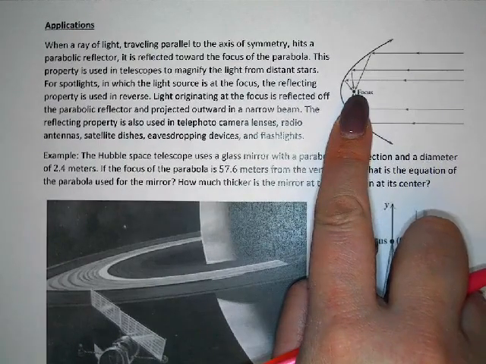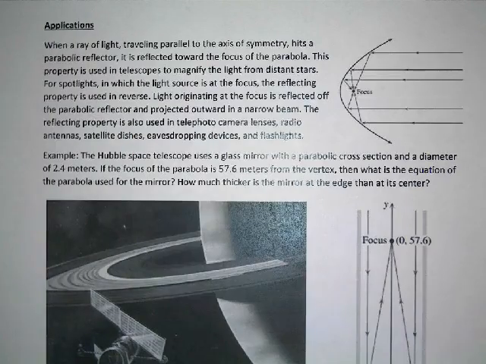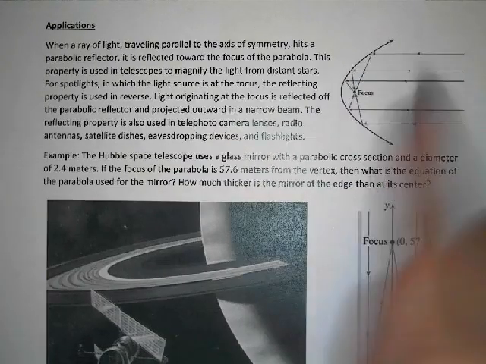Light originating at the focus is reflected off of the parabolic reflector, so this light goes off here and then goes out, and is projected outward in a narrowed beam. The reflecting property is also used in telephoto camera lenses, radio antennas, satellite dishes, eavesdropping devices, and flashlights.